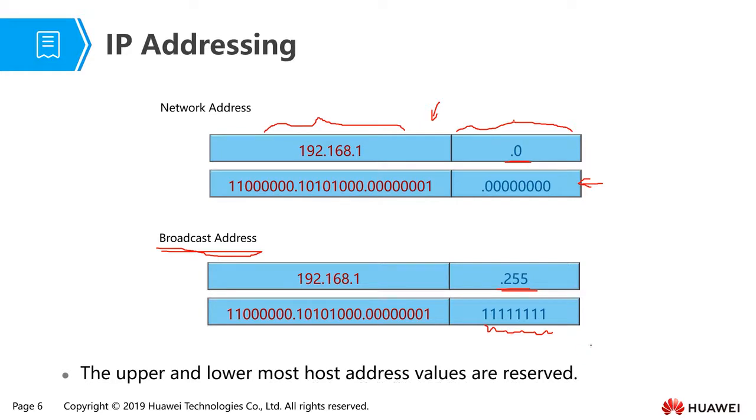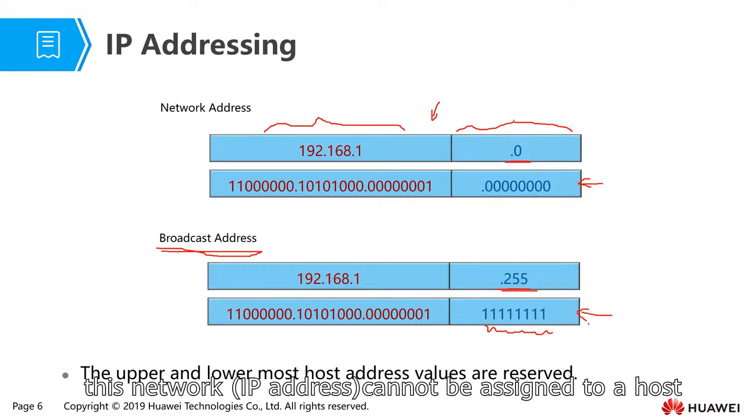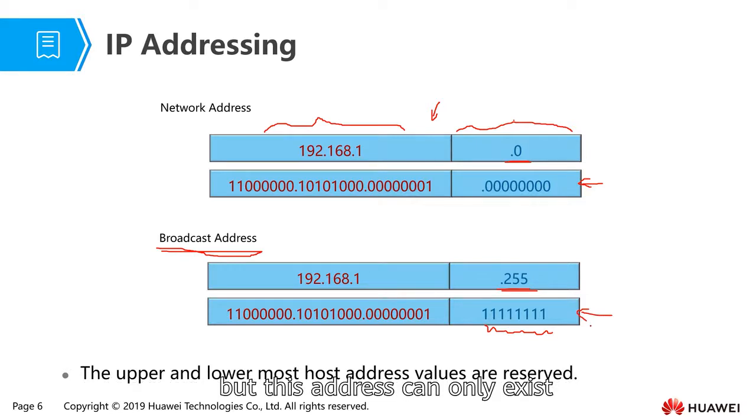Of course, the network address cannot be assigned to a host, but the broadcast address can only exist in the destination IP address in the IP packet. In the IP header, there is a source IP address and a destination IP address. This address can only exist in the destination IP address. When a packet uses this address as its destination IP address, the packet should be received by all the hosts in this network. This is the broadcast address.